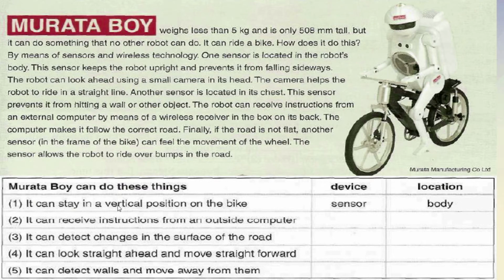It can stay in a vertical position on the bike. So now we have vertical position. Do we know any other words that can be used to replace vertical or vertical position? Yes, we do. We have upright, erect, straight up. Good. So we keep this in mind as we go to the next step, that is, search the text. Let's go.